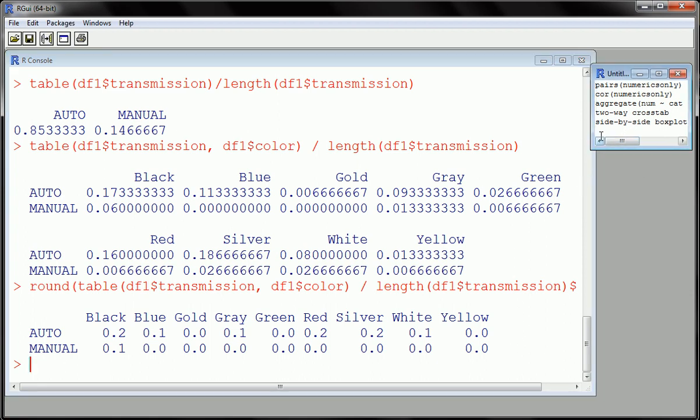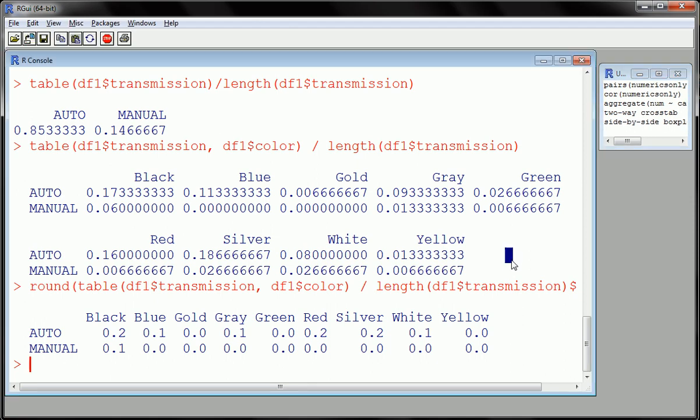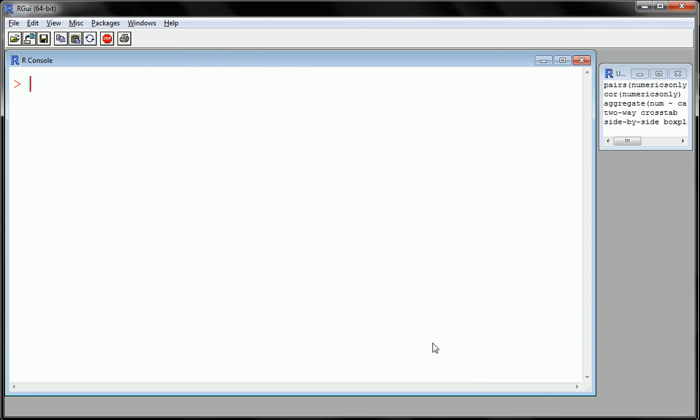And finally, what I want to talk about on this list I have is a side-by-side box plot. This is great when you want to determine the relationship, or learn about the relationship, between a numerical variable and a categorical variable. Okay, so you can create these box plots.